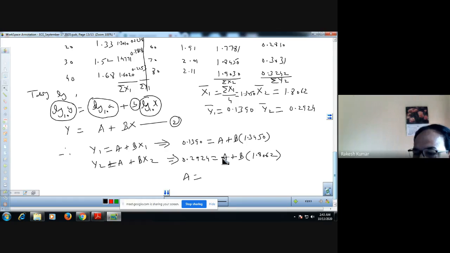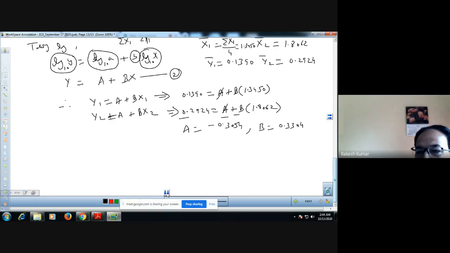After solving linearly, you can subtract these two equations. A will be cancelled with this A whenever you subtract. So after subtracting, you will be able to find out the value of B, and B comes out to be 0.3304, and A will come out to be negative 0.3054. This will be your value of A, and this will be your value of B.